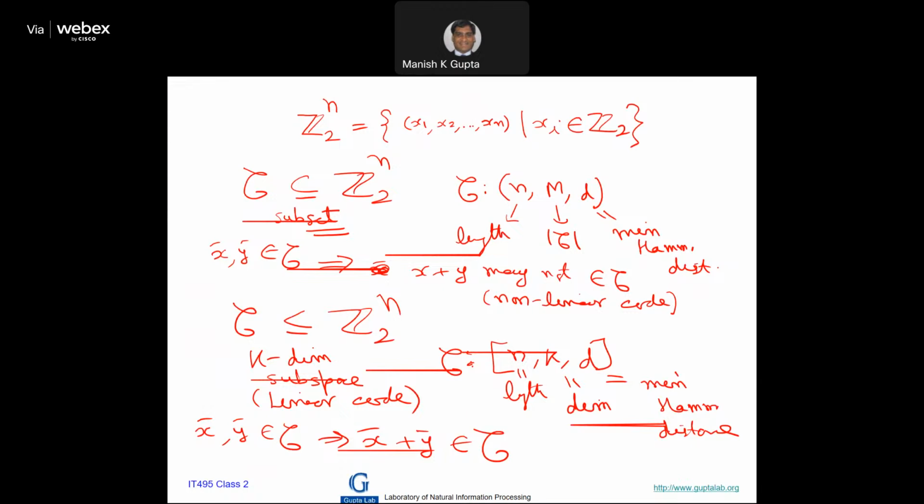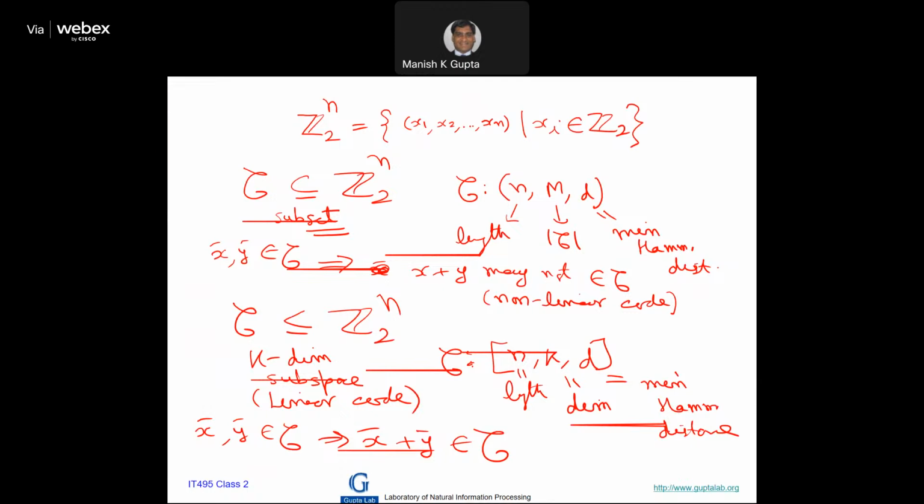And then we denote it by n, k, d. Small n is the length. Small k is the dimension of the space, and d is the minimum Hamming distance among all code words, right? These are the basic parameters.